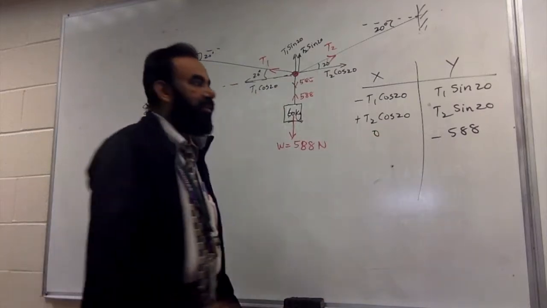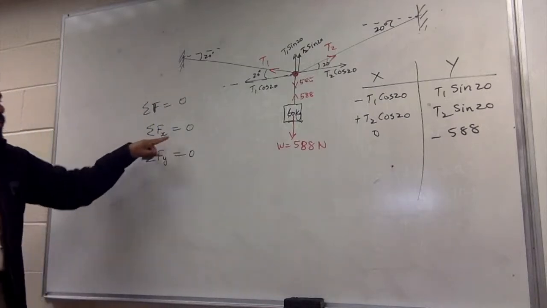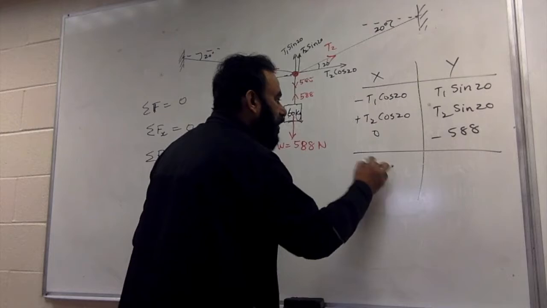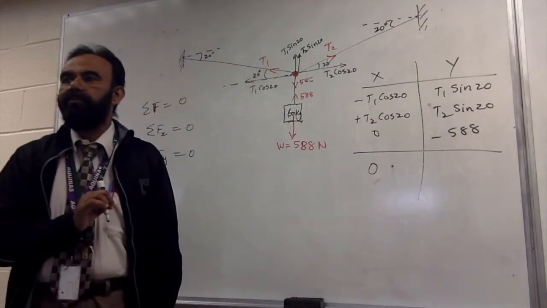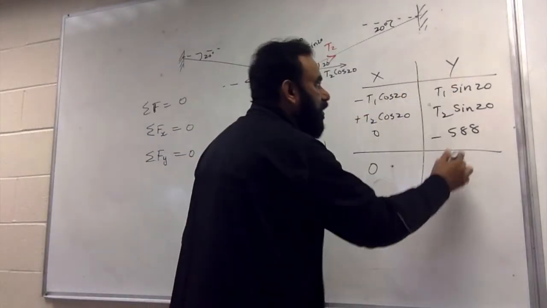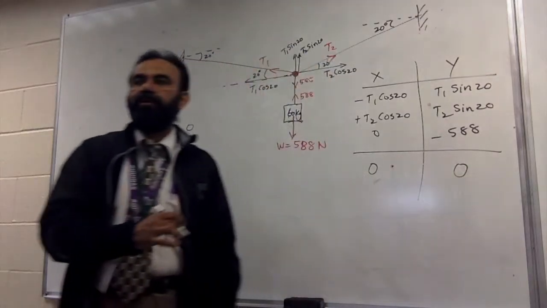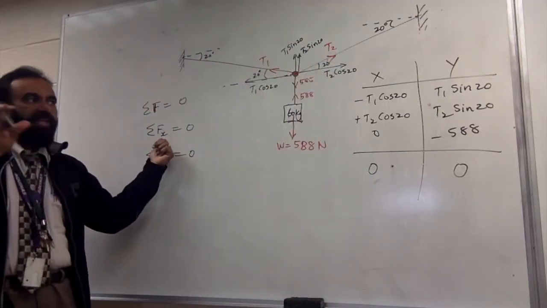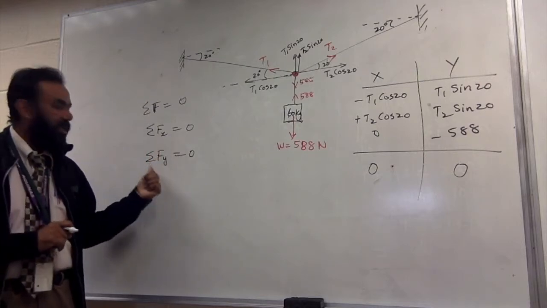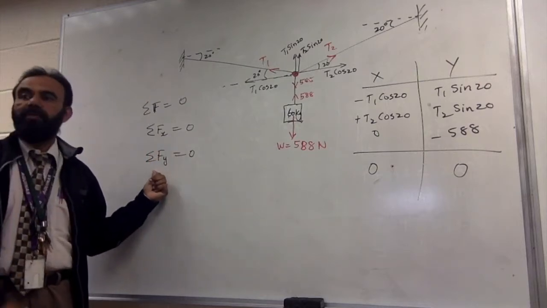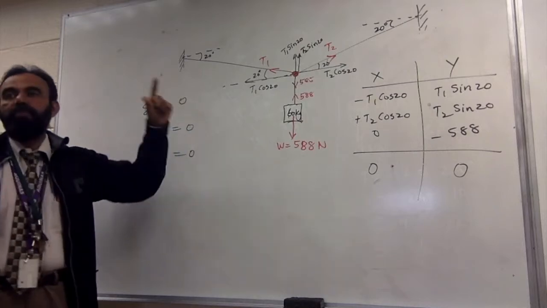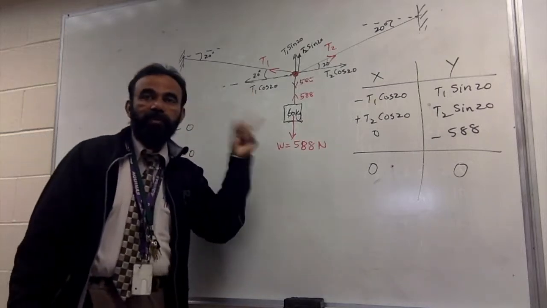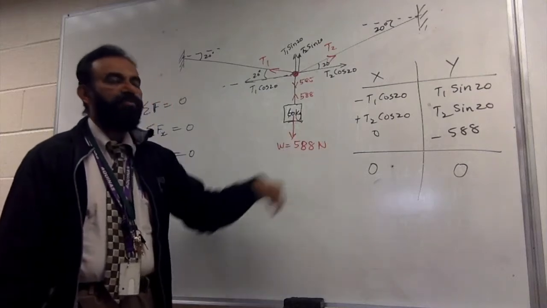Right? Now, since I said the net X force must be equal to 0, when you add this up, it should become 0. Net Y force must be 0, so when you add this up, it should also be 0. Net of all the X forces must equal 0. Net of all the Y forces must also equal 0. Only then the net force will be equal to 0. Is that clear? So especially when you know it's in equilibrium, Newton's first law comes in.